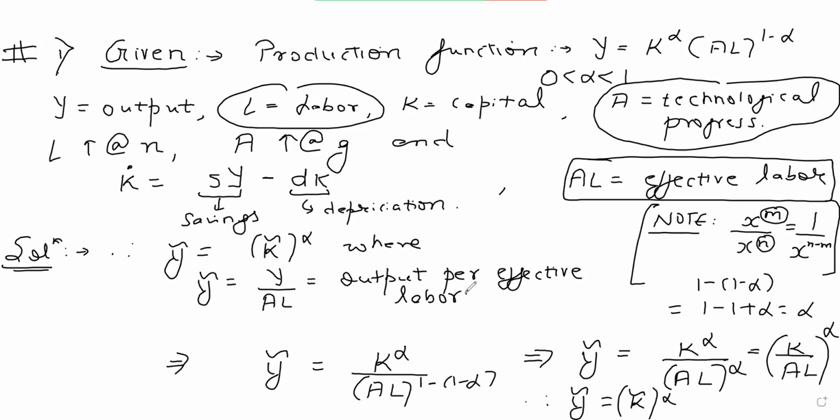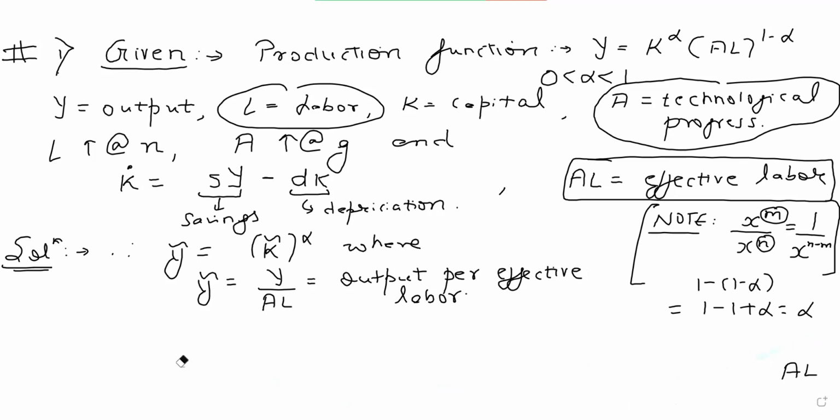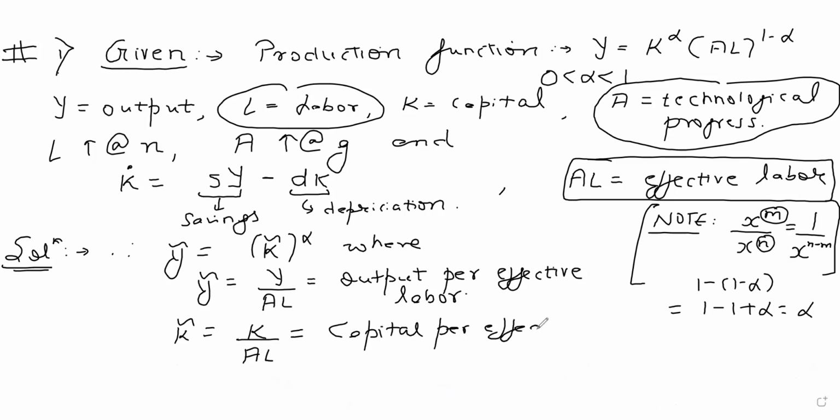And then we have k tilde. If I erase this part off, k tilde is equal to k by AL, which is my capital per effective labor. So I hope all students have understood how we have got y tilde and k tilde.